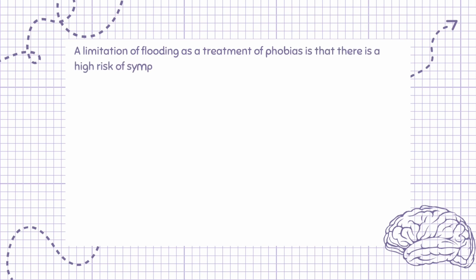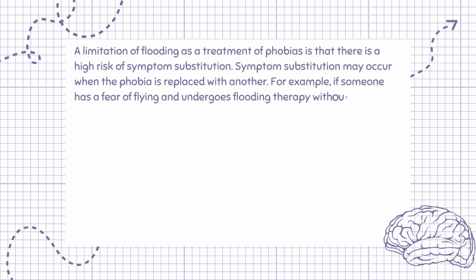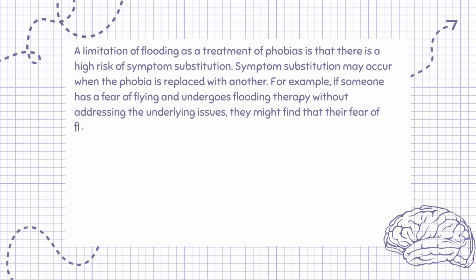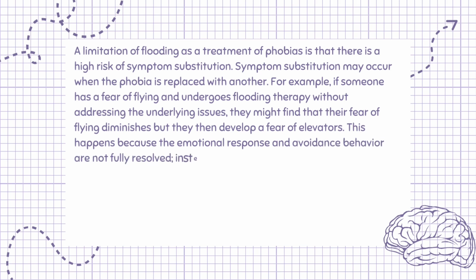of symptom substitution. Symptom substitution may occur when the phobia is replaced with another. For example, if someone has a fear of flying and undergoes flooding therapy without addressing the underlying issues, they might find that their fear of flying diminishes but they then develop a fear of elevators. This happens because the emotional response and avoidance behavior are not fully resolved. Instead, they shift to another area.